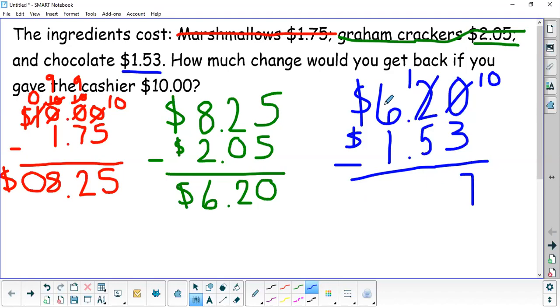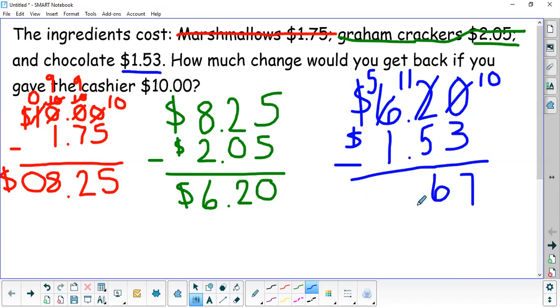I need to go to my ones place. I need to find out if I can break my 1 into tenths and add 10 over here, and I can. So I'm going to regroup. So this becomes 5 ones, and I take one of those ones and turn it into 10 tenths. 10 plus 1 is 11, so that becomes 11. So 11 minus 5 is 6.